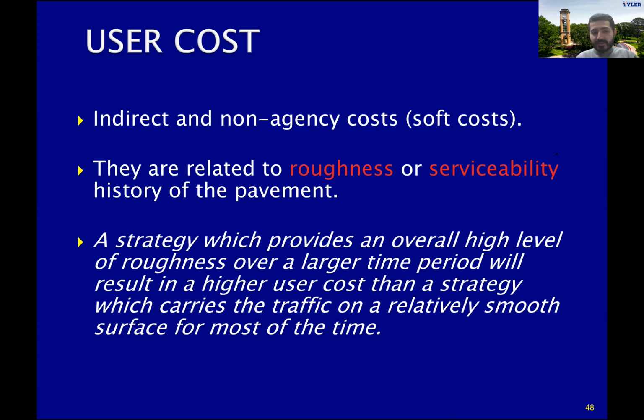So this user cost, to summarize it for you, a strategy which provides an overall high level of roughness over a large time period will actually result in a higher user cost than another strategy which will carry traffic on a relatively smooth surface for most of the time. That's what I'm talking about. So it will make a difference. What's the roughness, what's the serviceability between alternative one versus alternative two?